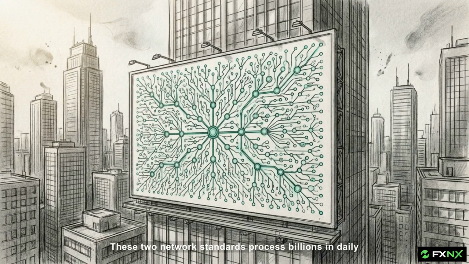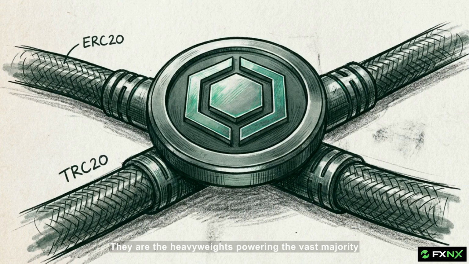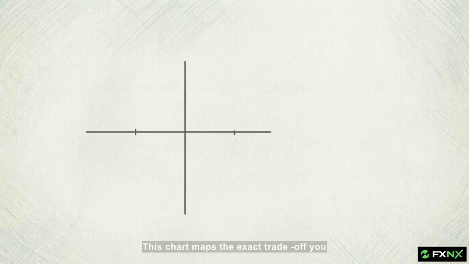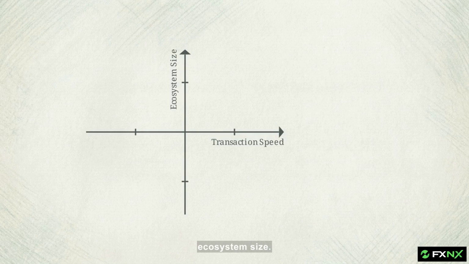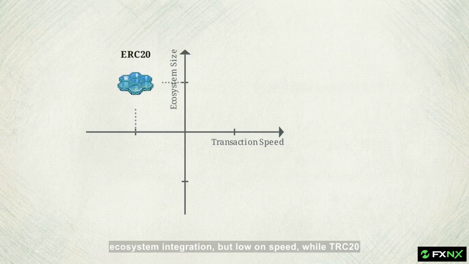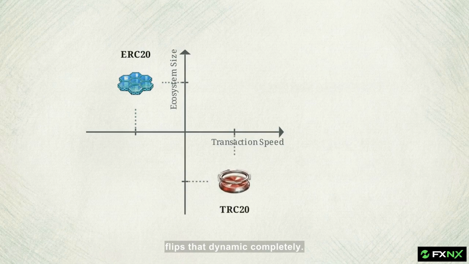These two network standards process billions in daily volume. They are the heavyweights powering the vast majority of stablecoin transfers, particularly for assets like USDT. This chart maps the exact trade-off you are forced to make. On the axes, we have transaction speed and ecosystem size. As you can see, ERC20 sits high on ecosystem integration, but low on speed, while TRC20 flips that dynamic completely.